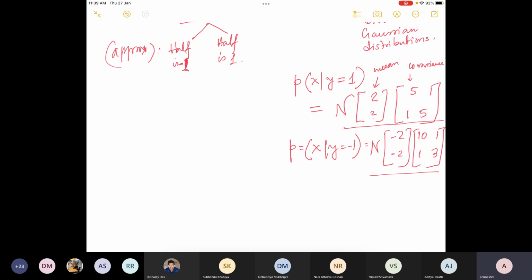Now they sample all the positive samples from this distribution, and they sample all the negative samples from this distribution. Okay, so this is how they construct the feature vectors for the positive and the negative class.